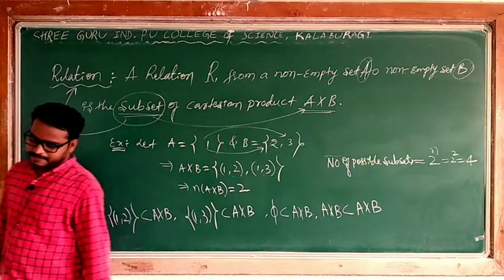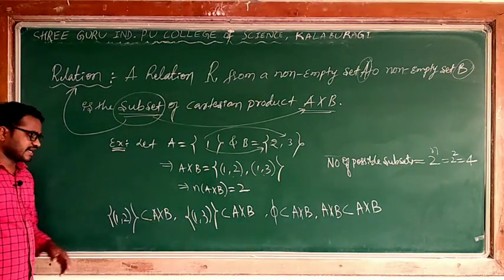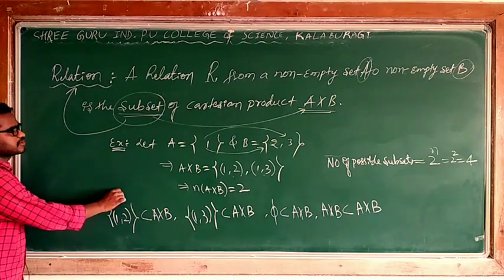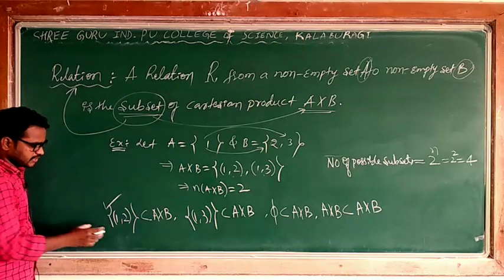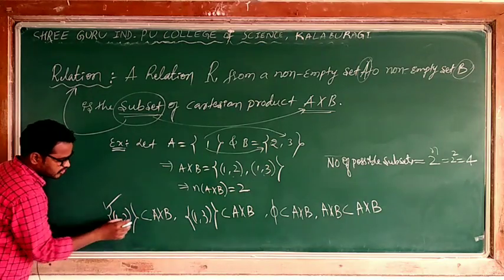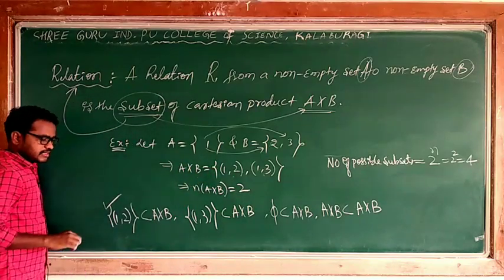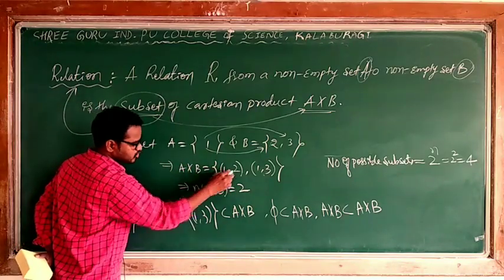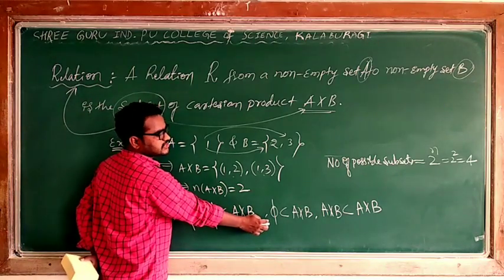Can I say this is a subset of A cross B? Means that this is also a relation, because relation is any subset of the Cartesian product. It is very simple. When it is a subset of A cross B, because 1 comma 2, this ordered pair belongs to A cross B. 1 comma 3, this ordered pair belongs to it, and it has a flower bracket, so it becomes a subset. Empty is always a subset of every set.